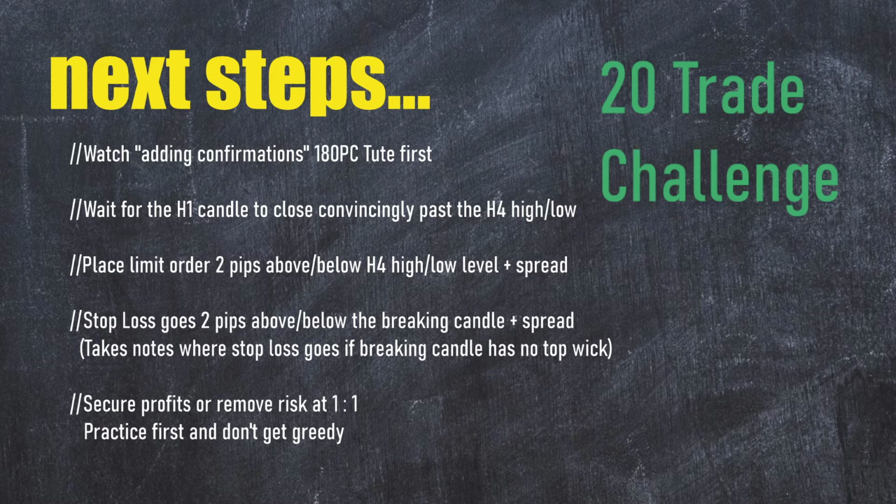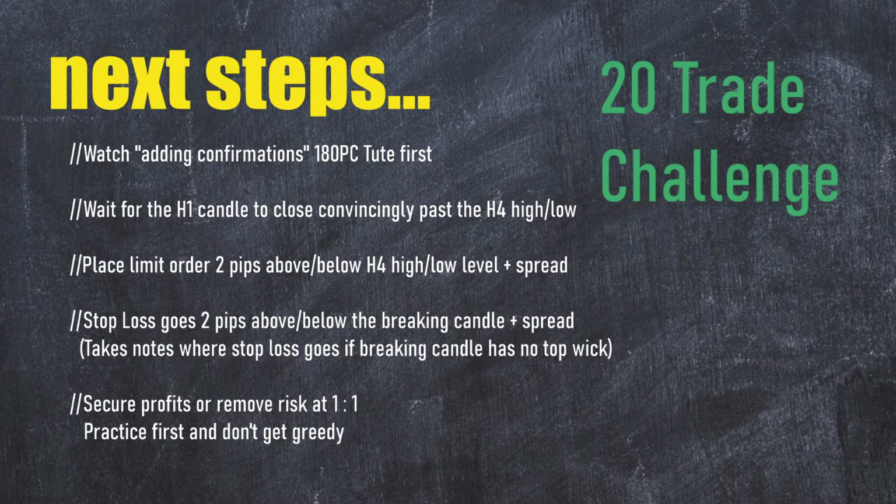So then the rule would be: place the limit order. It's going to be a limit order, not a market execution. Sometimes it might be a market execution, but you have to get a feel for it first. Most times it's going to be a limit order. It's placed 2 pips above or below your entry, depending if you're longing or shorting, plus spread. Very important, plus spread.